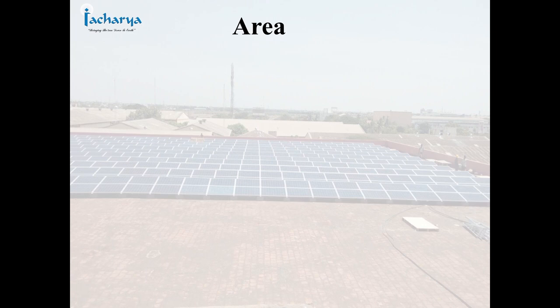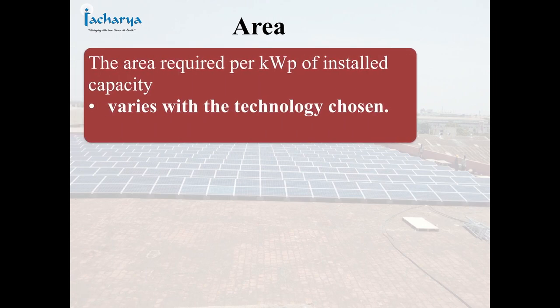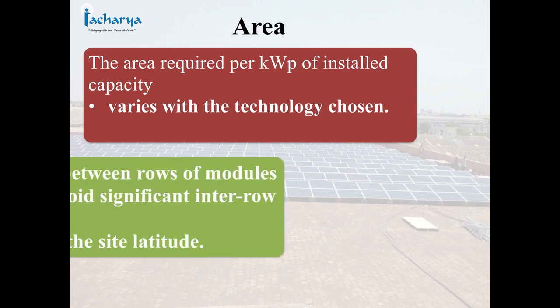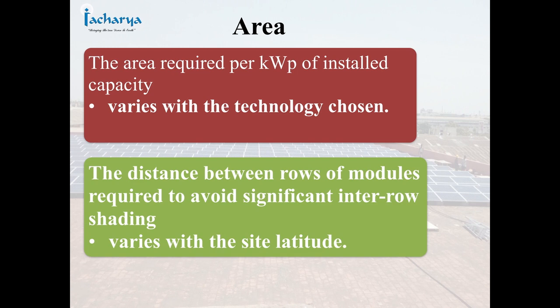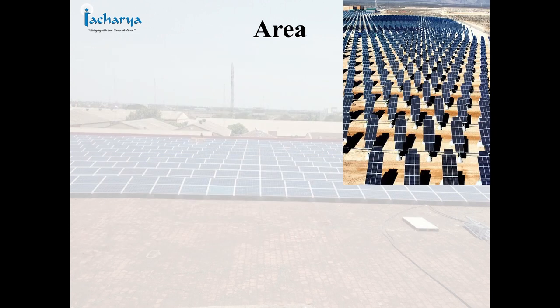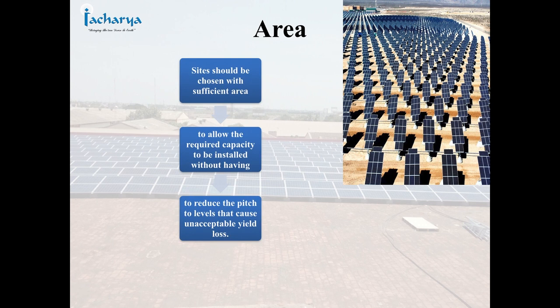Area. The area required per kWp, kilowatt peak, of installed capacity varies with the technology chosen. Distance between the rows of modules, the pitch, required to avoid significant inter-row shading varies with the site latitude. Sites should be chosen with sufficient area to allow the required capacity to be installed without having to reduce the pitch to levels that cause unacceptable yield loss.